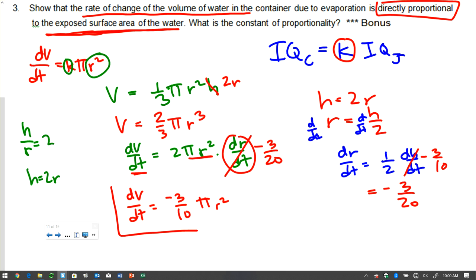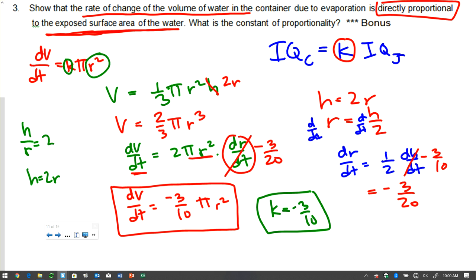We are pretty much done. This shows that dV/dt is proportional to πr squared by what constant of proportionality? Negative 3/10, and that's your answer. The k is negative 3/10. Do you guys see that? That is your k. So you would say k is equal to negative 3/10, and that is your answer. How are you guys feeling?